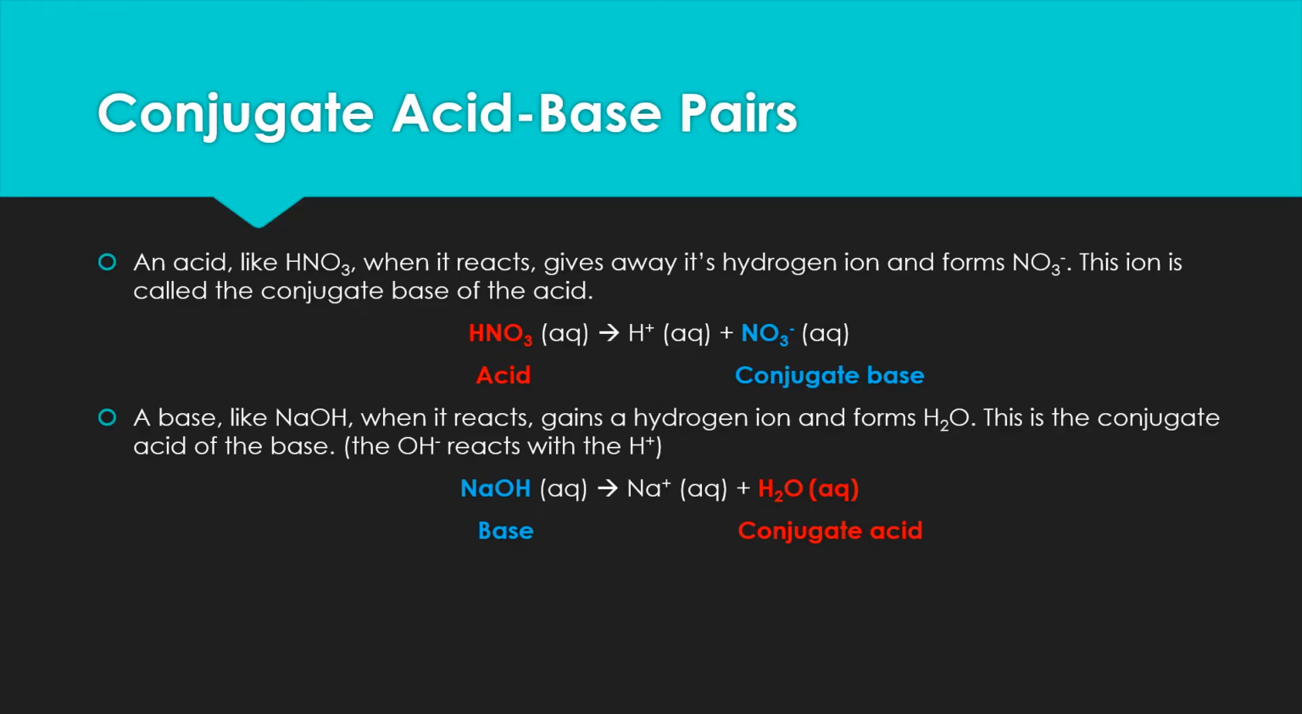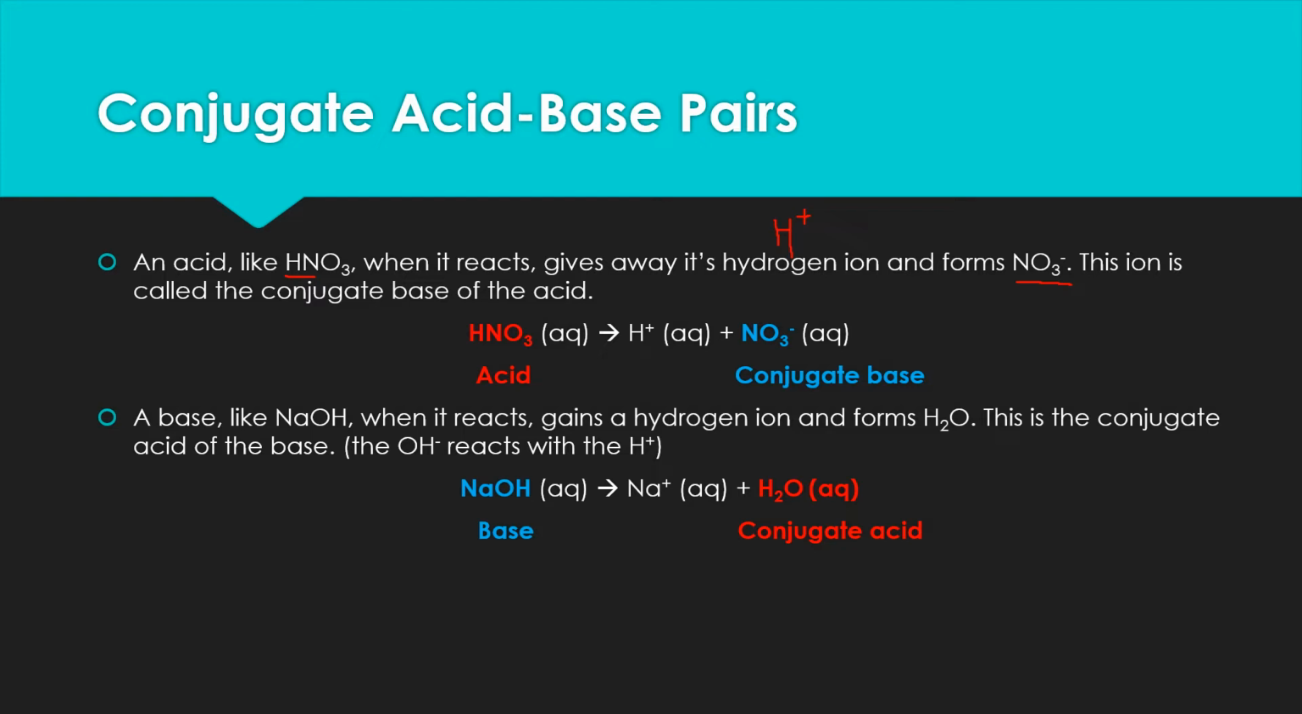So we're going to start with conjugate acid-base pairs, or conjugate acids and bases. So it says an acid like HNO3, so that's one of our acids because it's got that hydrogen out front. That's how we can recognize it. When it reacts, it'll give away that hydrogen ion and it forms NO3-. So when we remove that hydrogen ion, remember hydrogen ions are going to be H+, positive. So when we remove that, we get nitrate left over and it has a negative charge. This ion, the nitrate ion, is called the conjugate base of the acid.